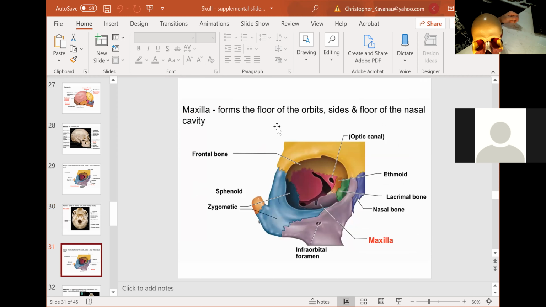Okay, any questions so far? I know it's a lot of material. The skull is the most challenging of all of the structures of the skeleton. It's definitely the most challenging. Any questions so far? Okay, all right. Again, this slide is showing that the maxilla makes up the floor of the orbit here.